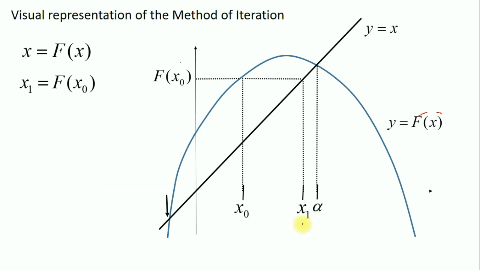Now what happens if we repeat the process? Now I'm going to use x1. Now you can see that x1 is a closer approximation to x0. It is closer to the root now. Now what if I repeat the process by using x1? Now I'm going to substitute x1 into f(x).